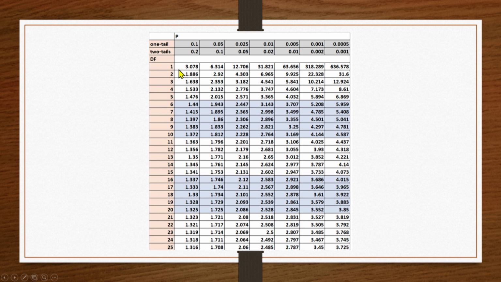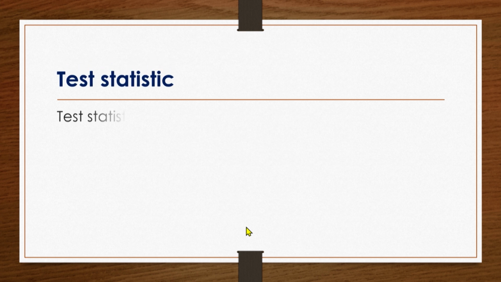So, when you have 22 degrees of freedom at the 5% level, we have to look at the two-tailed test, where 5% is 0.05. The corresponding degrees of freedom 22 gives the value of 2.074. This is the way we calculate the table value when we do it manually.